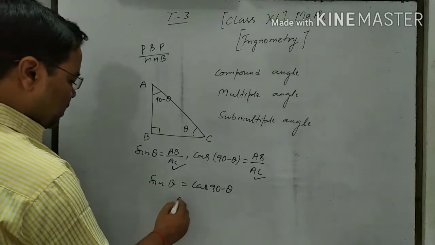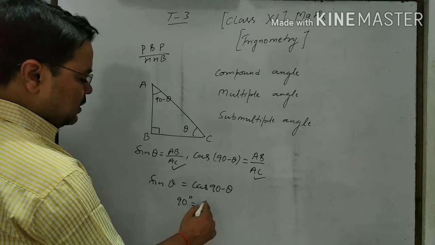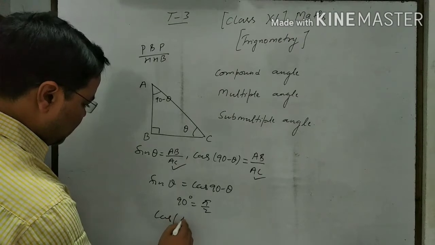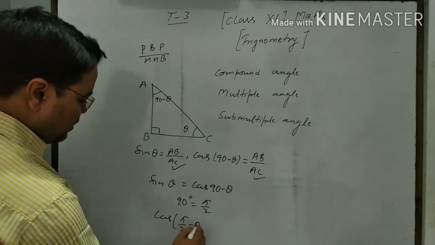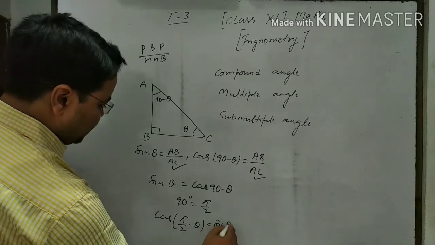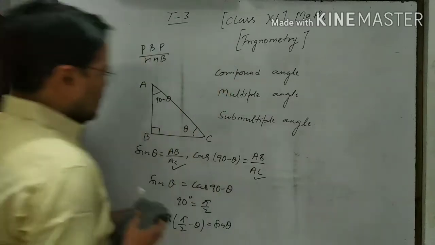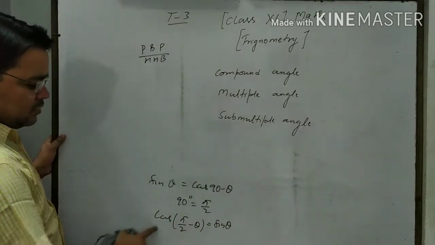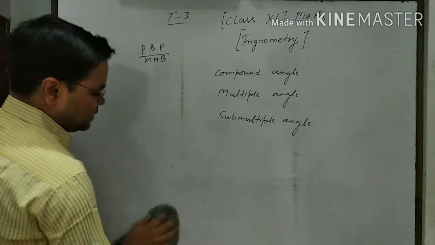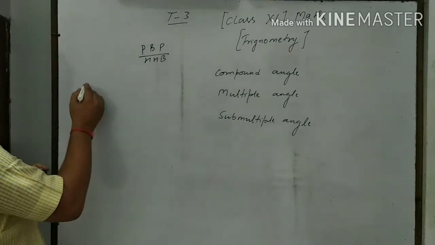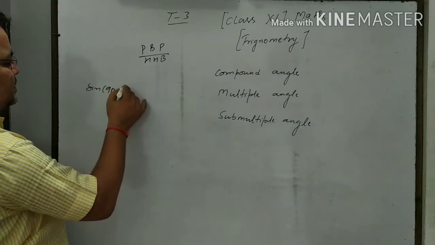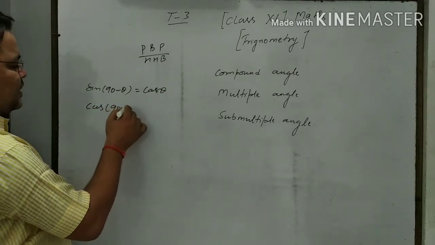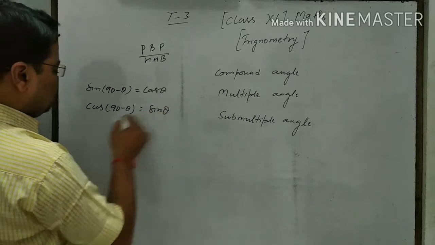And we know that 90 degree, if we want to measure in radian, then it will be pi by 2. Then we can also write here cos pi by 2 minus theta is equal to sin theta. So in this way we can get a very simple formula, that is cos 90 minus theta is equal to sin theta. Similarly, we can write here sin 90 minus theta is equal to cos theta. Cos 90 minus theta is equal to sin theta.